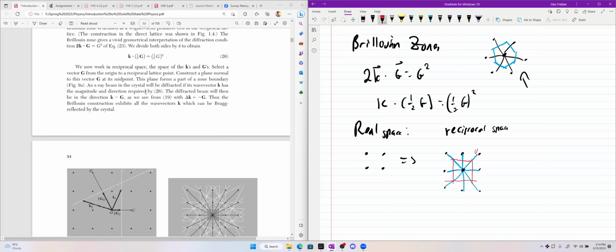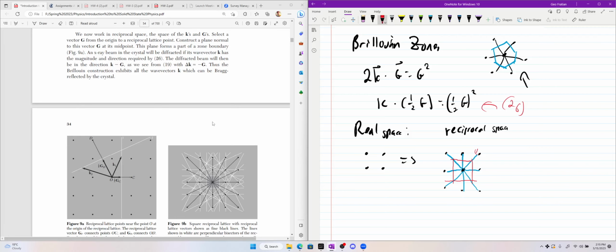An X-ray beam in the crystal will be diffracted if its wave vector k has the magnitude and direction required by equation 26. The diffracted beam will then be in the direction of k minus g, aka k prime, as we saw from equation 19, where k plus k prime equals delta k, I think, right? Something along those lines, might be missing a sign. So therefore we get delta k equals negative g, because remember, if g is a reciprocal lattice vector, so too is negative g. Thus the Brillouin construction exhibits all the wave vectors k which can be Bragg reflected by the crystal.